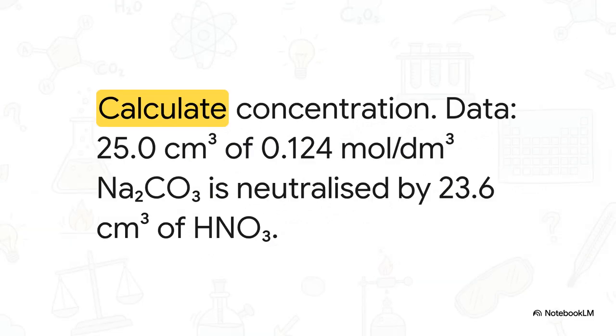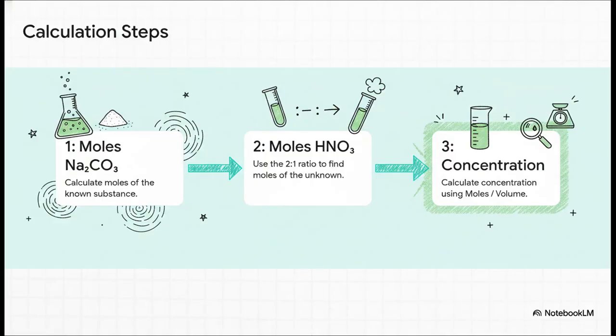Okay, so first things first, let's pull out all the numbers we're given. We've got the volume and concentration for the sodium carbonate, and we've got the volume for the nitric acid. Our job is to find the concentration of that acid. And the key that unlocks this whole puzzle is the balanced chemical equation that connects these two chemicals. So if we follow the mark scheme, it's a super logical 3-step journey. First, you calculate the moles of the stuff you know everything about, in this case, the sodium carbonate. Second, you use the mole ratio from the balanced equation to figure out the moles of your unknown, the nitric acid. And third, you just plug the moles you just found and the volume into your concentration equation.